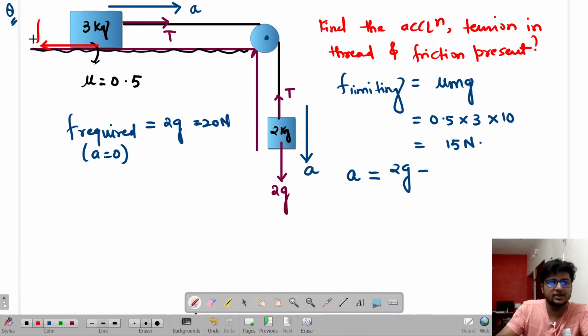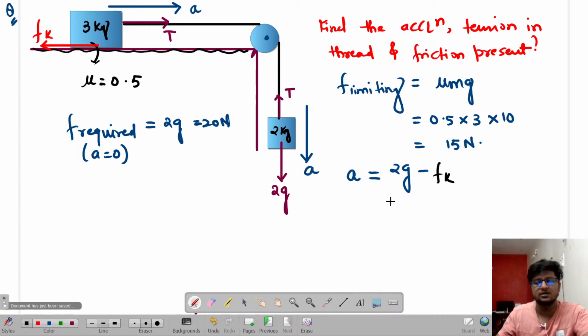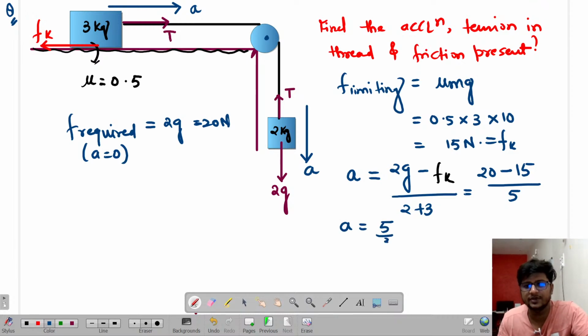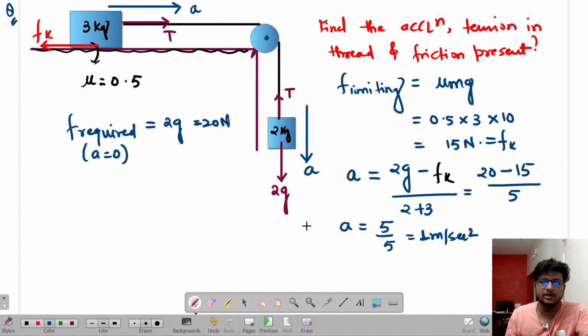Right? Because F required is more than F limiting. So this is minus the kinetic friction divided by the total mass moving. How many masses are moving this time? 2 plus 3, that is 5. So this is 20 minus kinetic friction, which is F limiting if mu is the same, divided by 5. So A is equal to 5 by 5, which is 1 meter per second square. Who got this answer? I got it. So acceleration is 1 meter per second square.